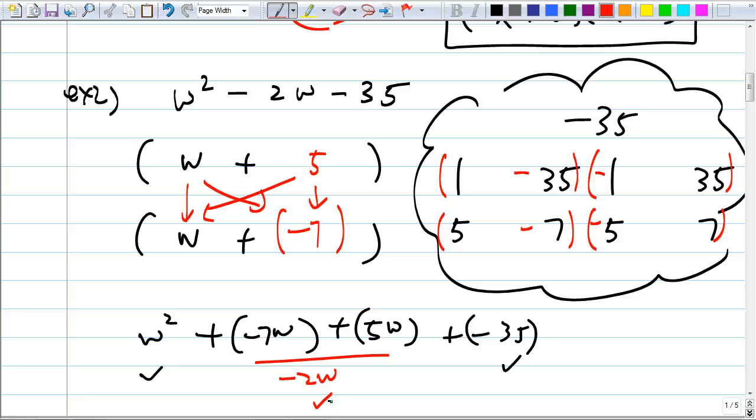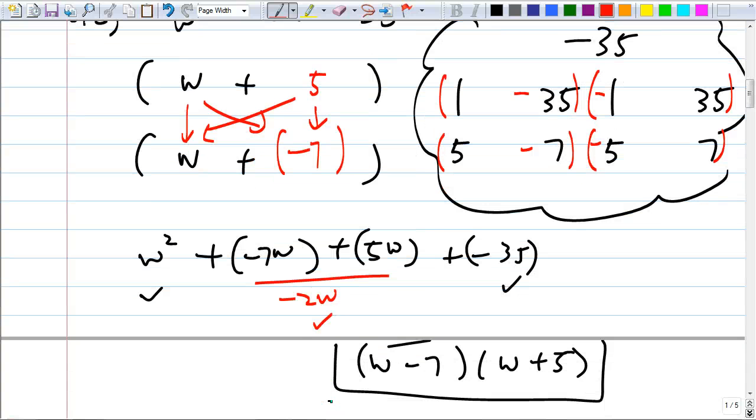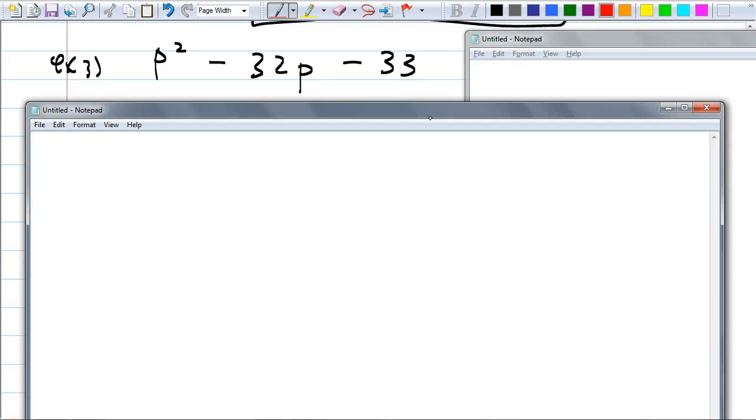W plus 5 and W minus 7. What do we do with those two? We should multiply. We're factoring, aren't we? We're factoring, so we multiply them. There you go. It's in the box there. Do you get the idea? Any questions? No questions? So there you go.